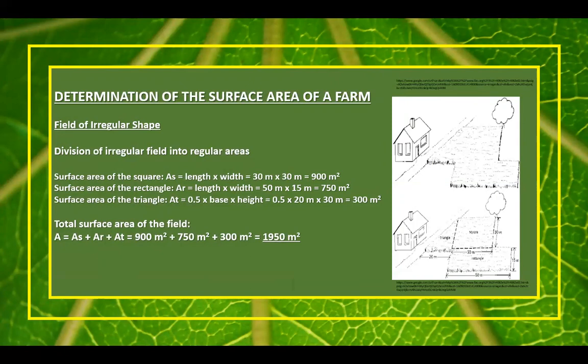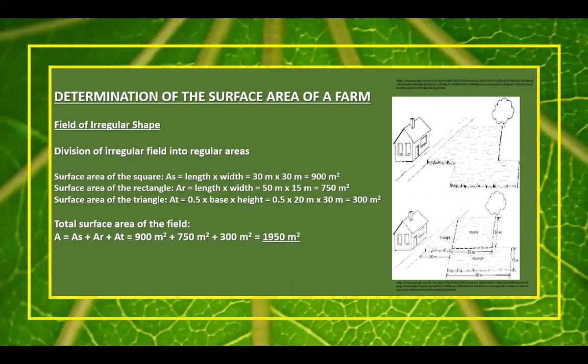For the surface area of the square, the area is length times width, so that is 30 meter times 30 meter. Our answer is 900 meters squared. For the surface area of the rectangle, our formula is length times width, so 50 meter times 15 meter. Our answer is 750 meters squared. For the last, the surface area of the triangle, our formula is the area of the triangle is equal to 0.5 times base times height. So 0.5 times 20 meter times 30 meter, the answer is 300 meters squared. And then we need to add the total of the three surface areas: the square, rectangle, and triangle.